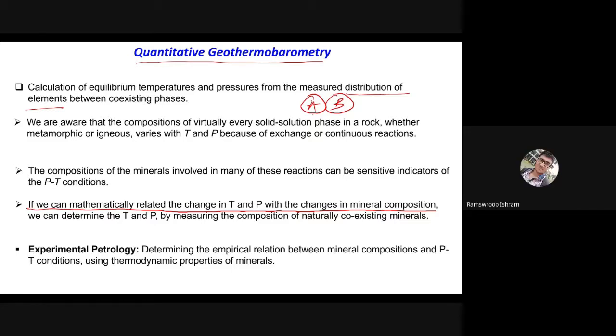Okay, sir. Anybody else has a problem with this basic premise of geothermobarometry?